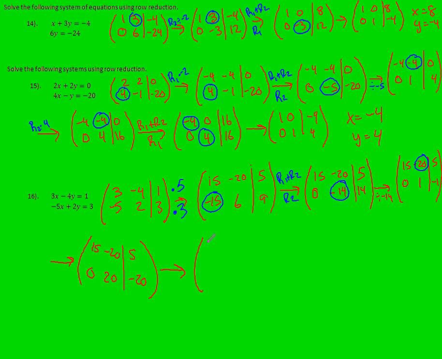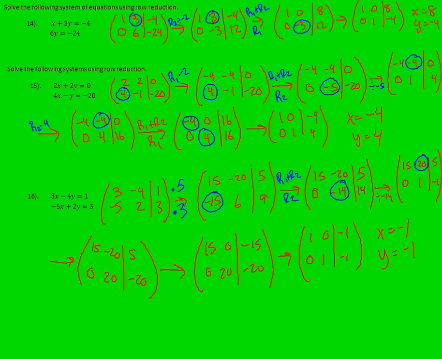So my top row will now be 15, 0, and negative 15. Bottom row 0, 20, and negative 20. And the last step is just to divide each row by its leading entry. So divide the top row by 15 to get 1, 0, negative 1. Divide the bottom row by 20 to get 0, 1, negative 1. So I should get x equals negative 1 and y equals negative 1.